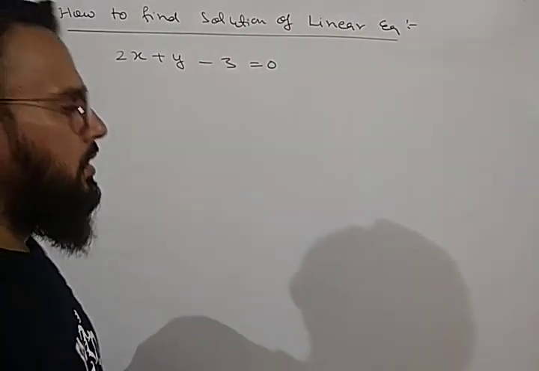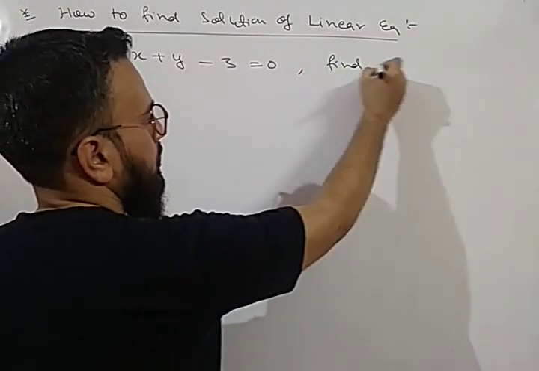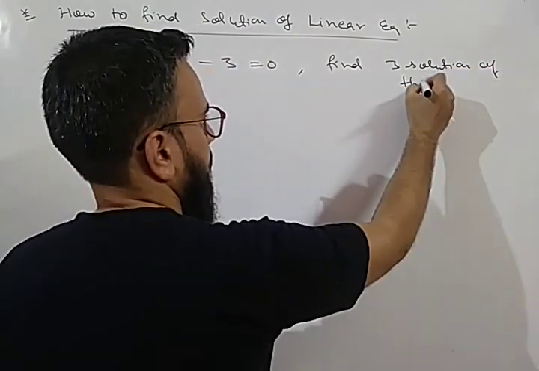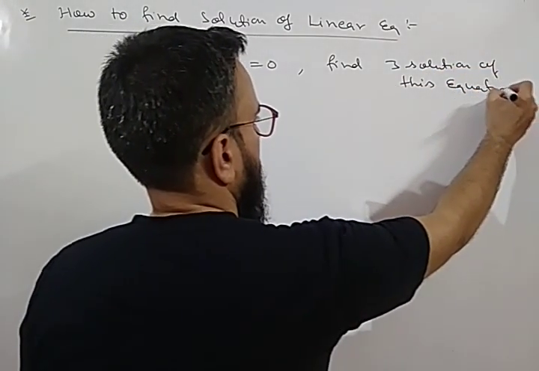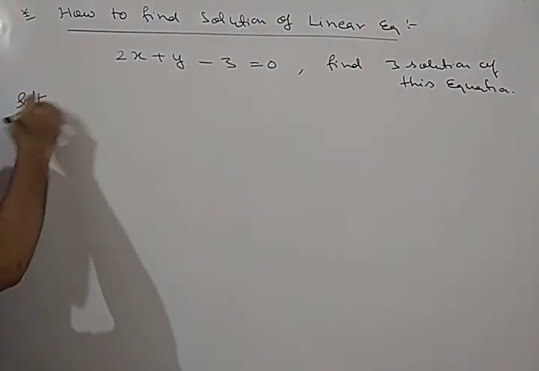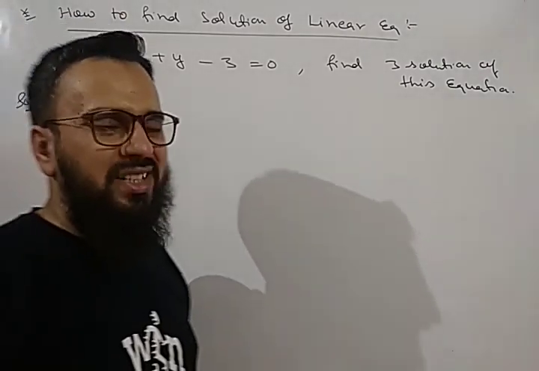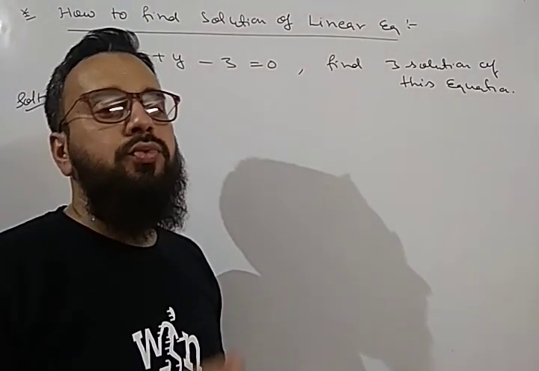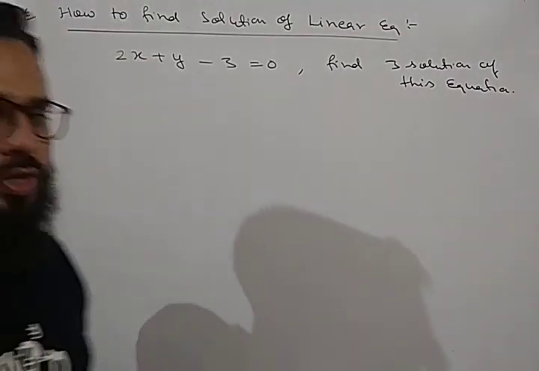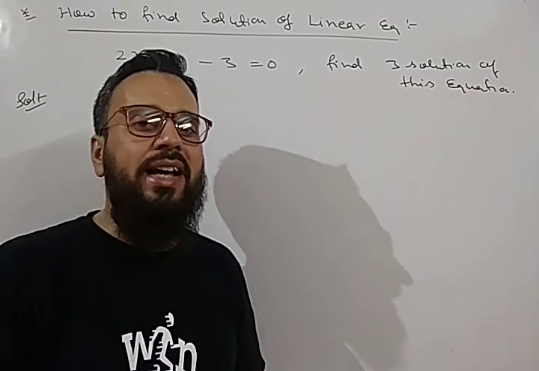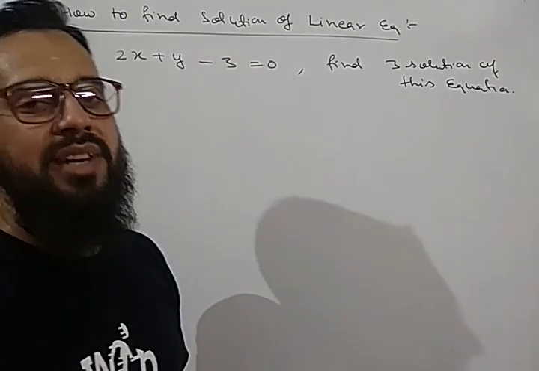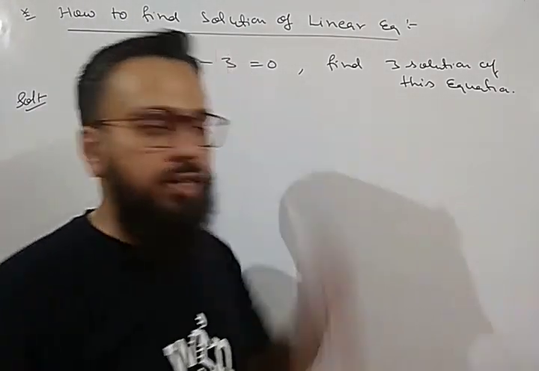Suppose we are given the question, find 3 solutions of this equation. So we have to find 3 solutions. So how will you solve it? How will you find the solutions? The simple method is, you just put the values of variable x by yourself and you will get the value of y with respect to that particular value of x, and that set of ordered pair will be the solution of that particular equation.